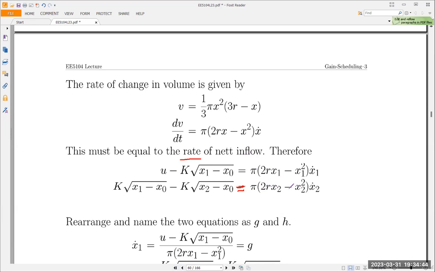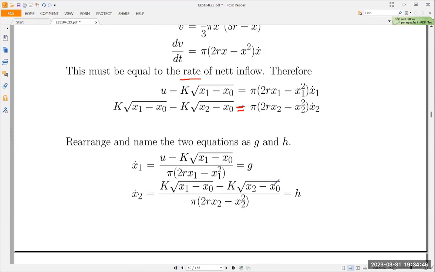Okay, so we got the equation. Then just rearrange into what I call the state space form. State space form is always x1, x2, and then the dots are always on the left. So x1 dot, x2 dot. On the right, no dots. The first equation I call G. The second equation I call H.